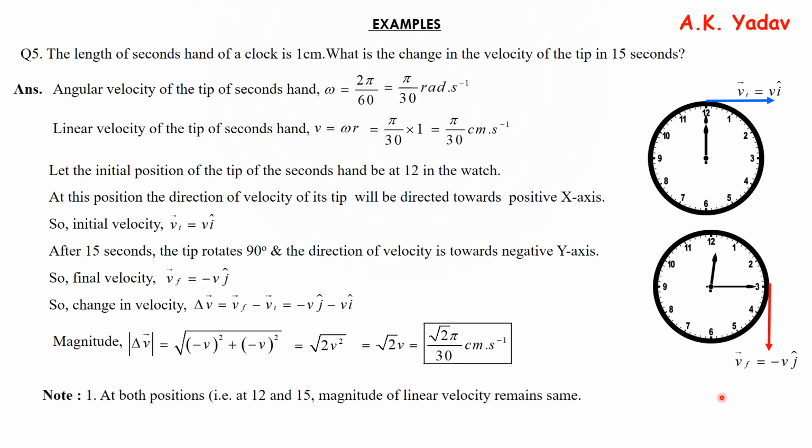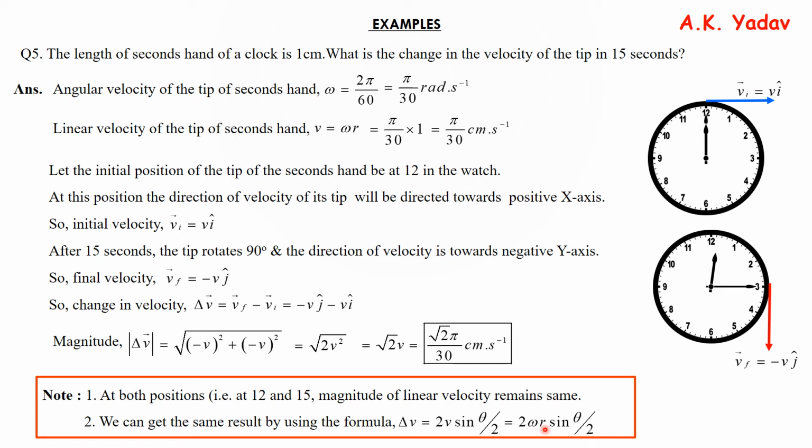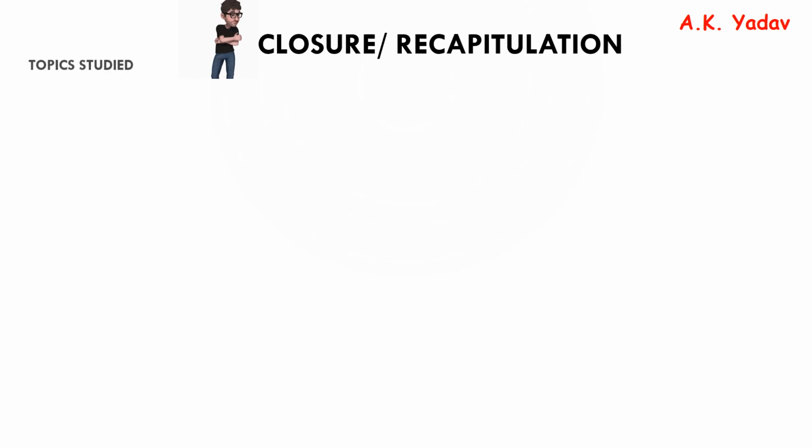Now at both this position, whether it is at 12 or 15, the magnitude of linear velocity remains same. And also we can get the same result by just using the formula delta v is equal to 2v sine theta by 2. In place of v we put omega r, and theta we already know, so you can put and find out the same answer. So let us do a quick recap of all the things we have done.